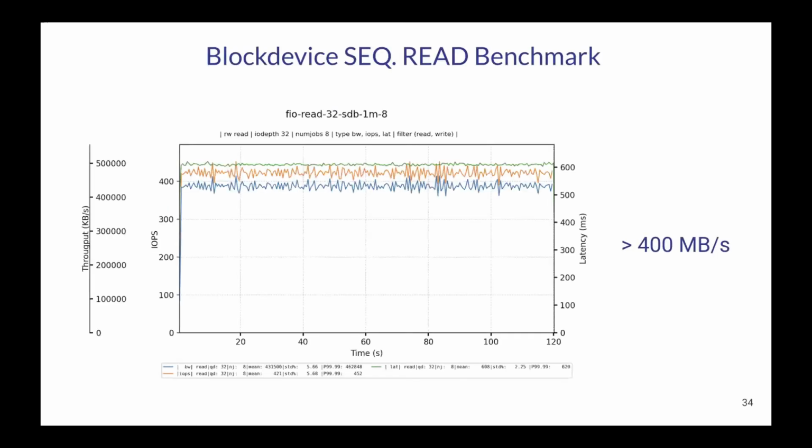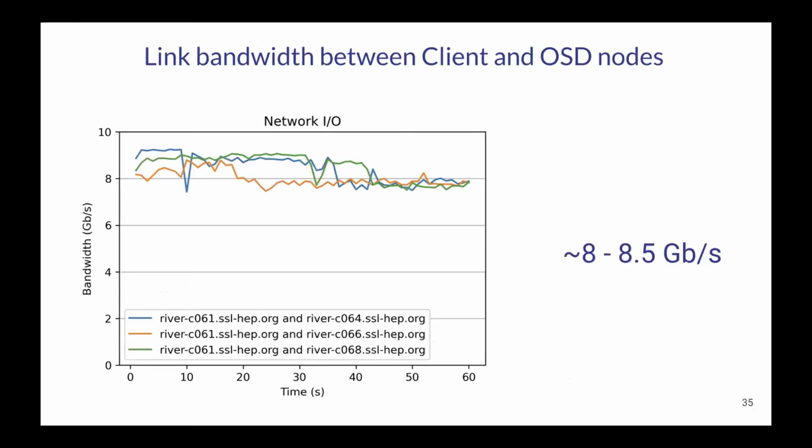Yeah, so these are some results from benchmarking SkyhookDM performance on the UCSC CloudLab cluster. The disk had a bandwidth of 400 megabytes per second. The underlying block devices, the link speed was 8.8 to 8.5 gigabits per second bandwidth.